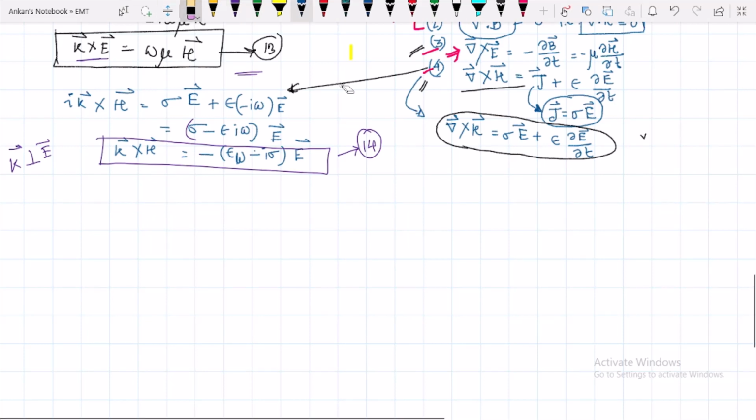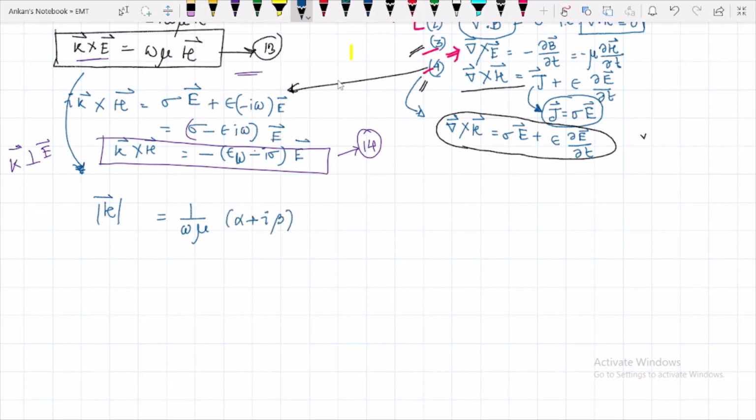Let me write it in more general form. So take the magnitude of H at first. This is nothing but 1 by omega mu, and the cross product of this, K, means alpha plus i beta into some n cap, because K is equal to K n cap. I have already shown it in the upper slide. So alpha plus i beta n cap cross E.